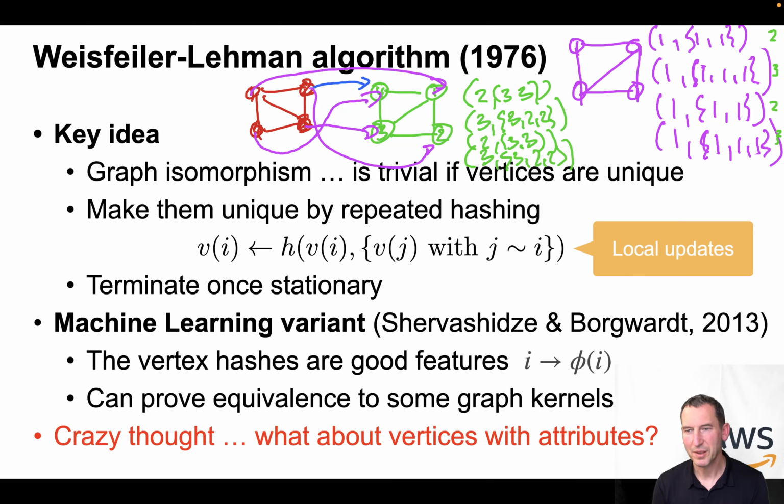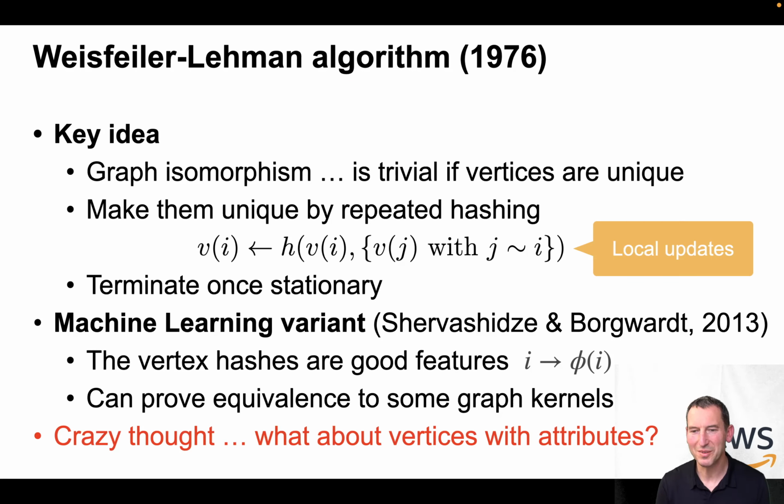So this idea was picked up later on by Shervashidze and Borgwardt about 40 years later, where they said, well, okay, if we have this, then those vertex hashes are also good features. And then the question is, can you prove equivalence to some graph kernels? And they did that, and it worked really well. Then when I saw their paper, I thought, okay, this is a great idea. Well, what about vertices with attributes? And it turns out that solving the problem of vertices with attributes was essentially unsolvable through manual engineering. So Nino, Karsten, and I spent a fair amount of time on that, and we failed, and there's no paper on it because it didn't work.